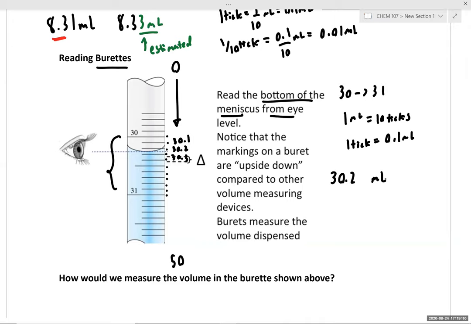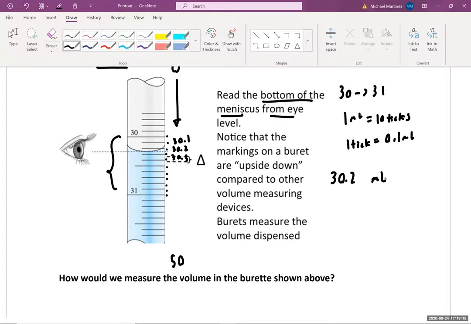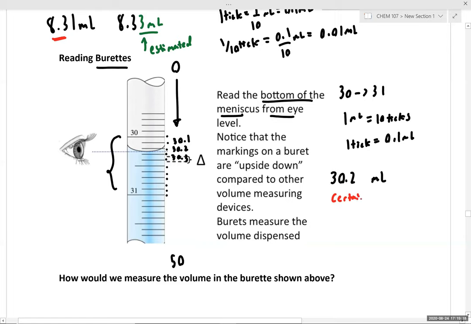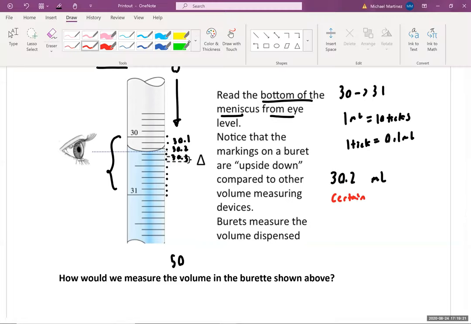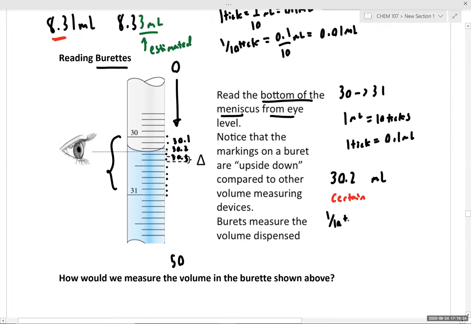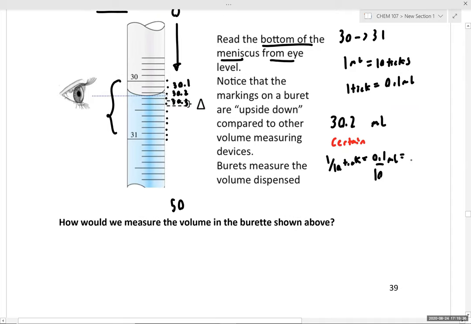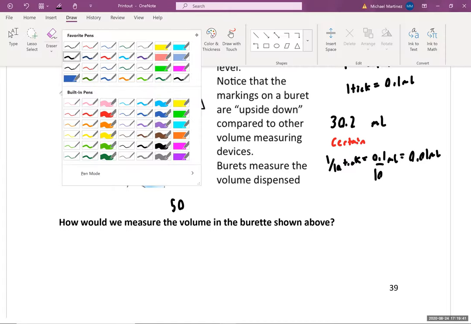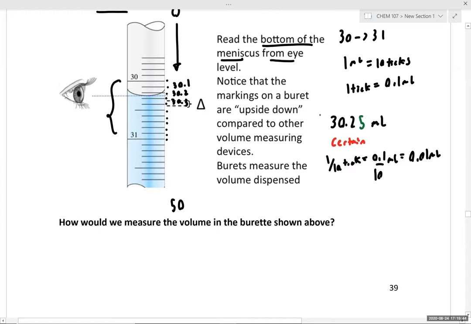So I see in the chat that some students are reporting an additional digit. Remember, we can report all of our certain digits, and then we can estimate up to a tenth of a tick. In this case, a tenth of a tick is equal to 0.1 milliliter over 10, which gives us 0.01 milliliters. So we report our certain digits, and then we estimate one additional digit. 30.25 would be our full measurement for the volume inside this burette.